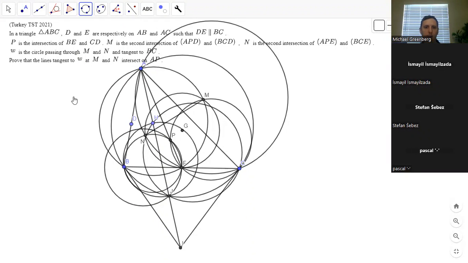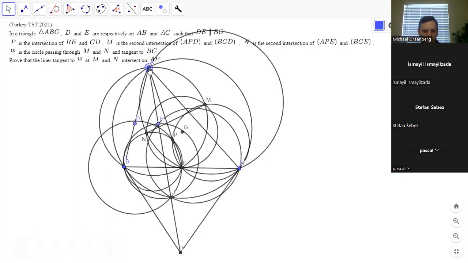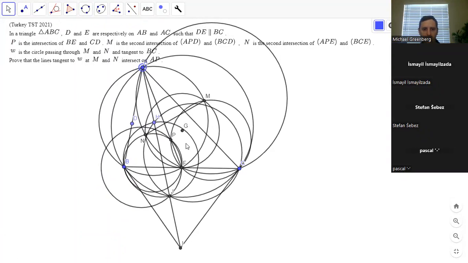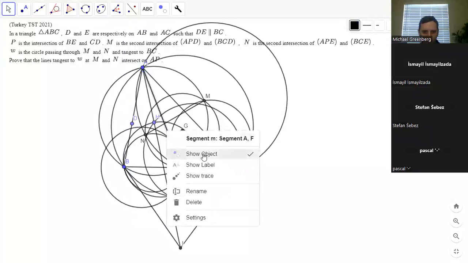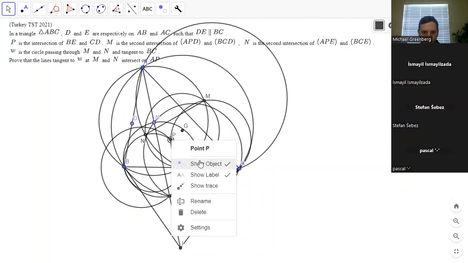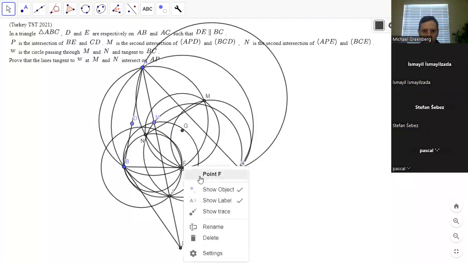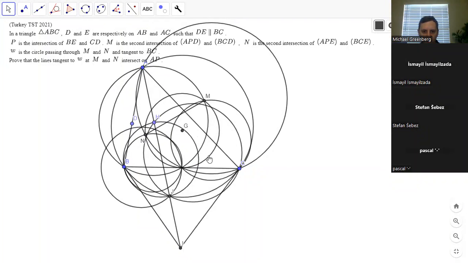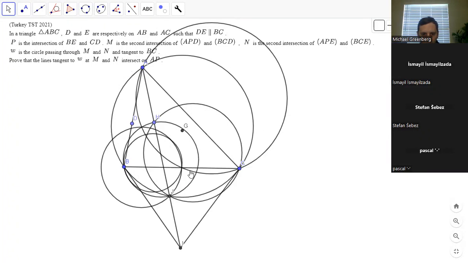And then so yeah, we just keep transforming the problem. So for a variable, basically we can start hiding stuff again, right? So let's hide point P, and let's hide F. I don't think we need F anymore. Maybe we don't need M and N either. So basically, all these circles through this we can hide.